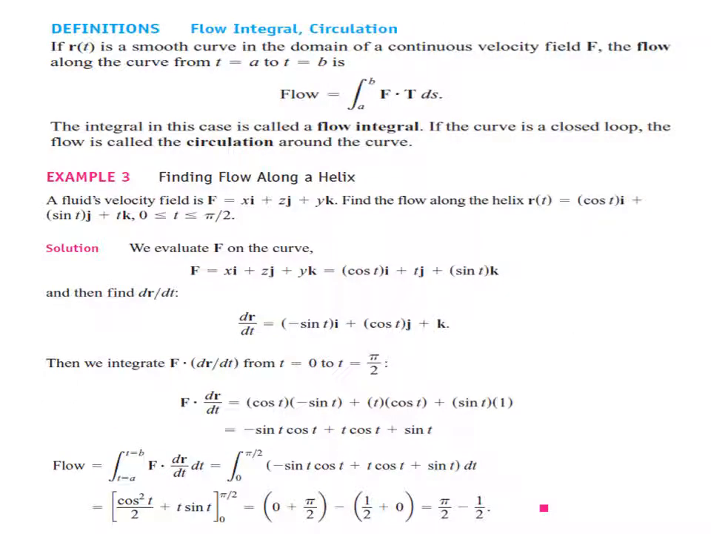So let us move to the definition of flow integral and circulation. If R of t is a smooth curve in the domain of a continuous velocity field F, the flow along the curve R of t from t equal to a to b is given by flow equal to the integration from a to b of F dot T ds.